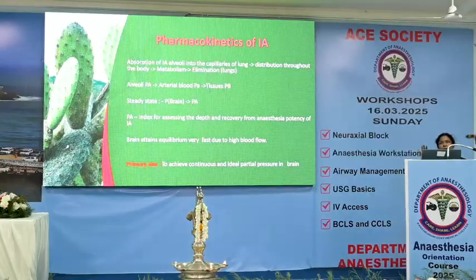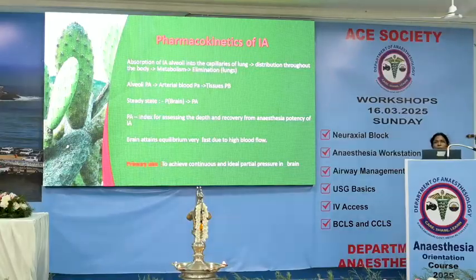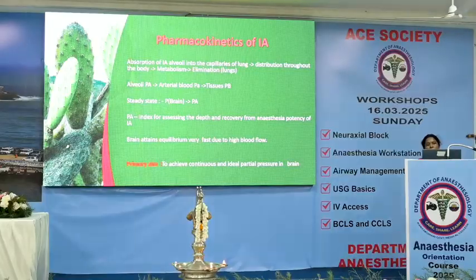Is it clear? So alveolar partial pressure is the index for assessing the depth and recovery of anesthesia and also the anesthetic potency. The primary aim of inhalation induction is to achieve a continuous ideal partial pressure in the brain.